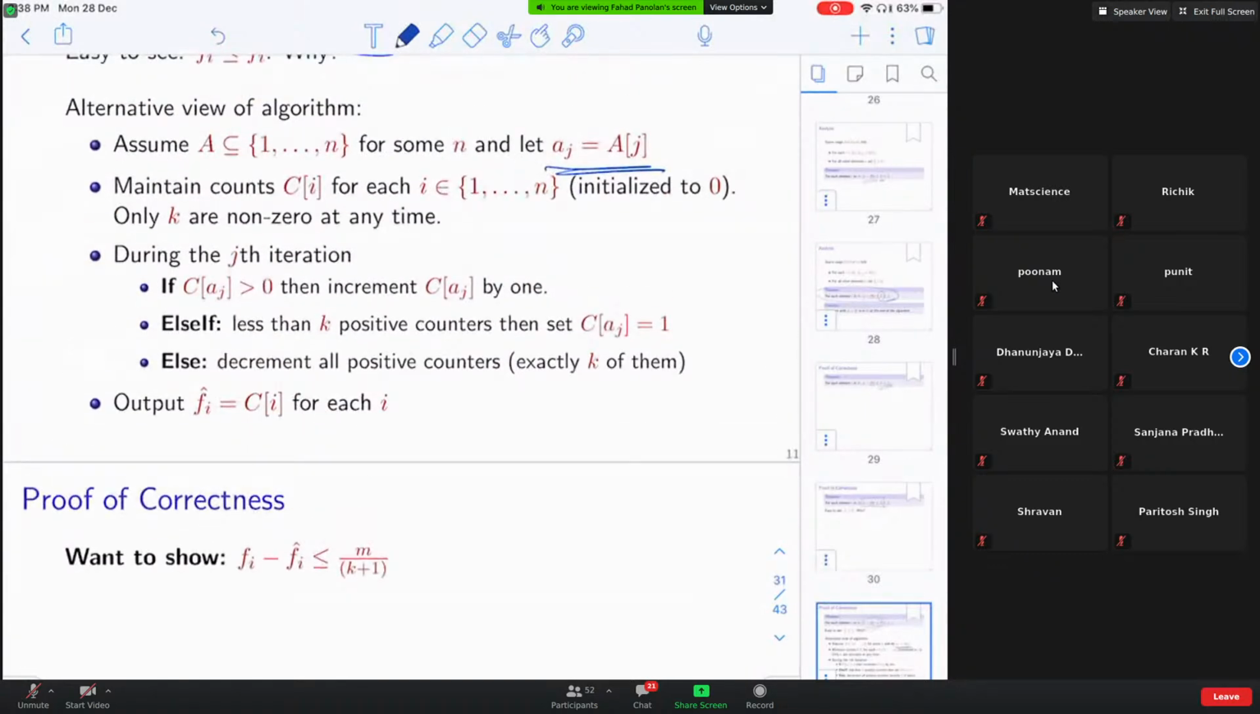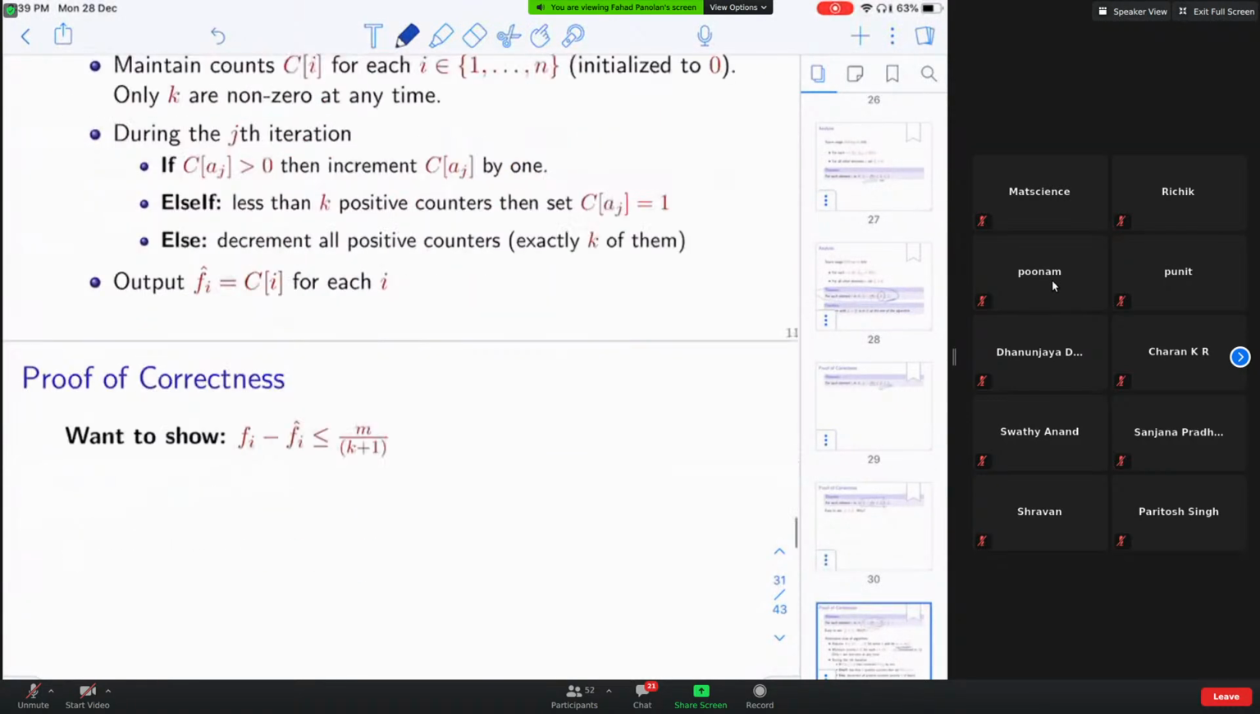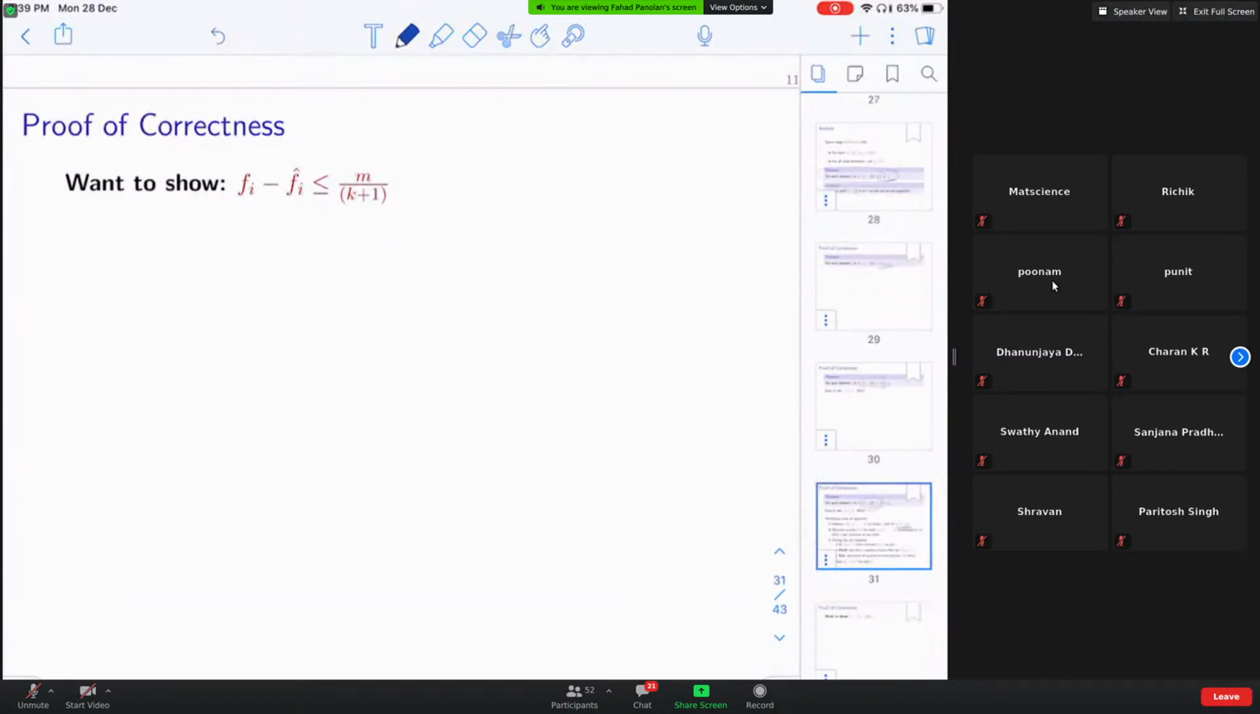And so for the analysis, always think of this alternate view of the algorithm. You have n counters C1 to Cn, and at most k of them will be positive at any point in time. If an element comes which has a positive counter, then you increment it. If an element comes and there are less than k positive counters, the corresponding counter you change to 1. And if all k positive counters are there and an element comes which does not correspond to any of these k positive counters, you decrement every positive counter by 1. Okay, think about that alternative view.